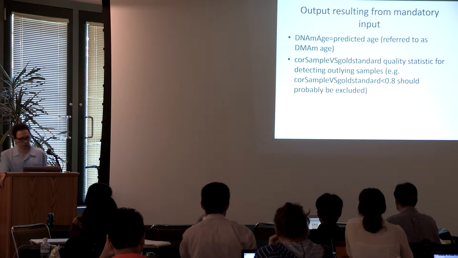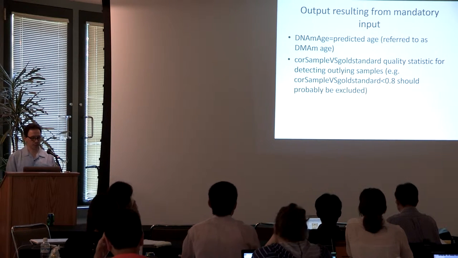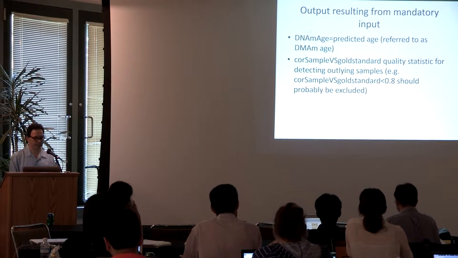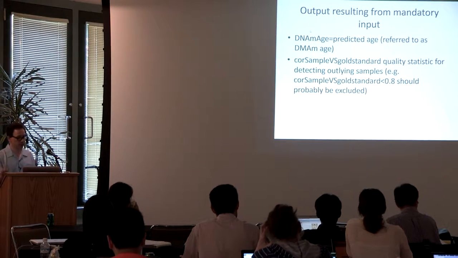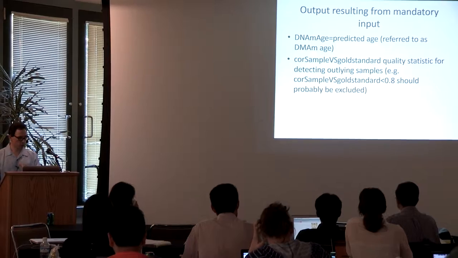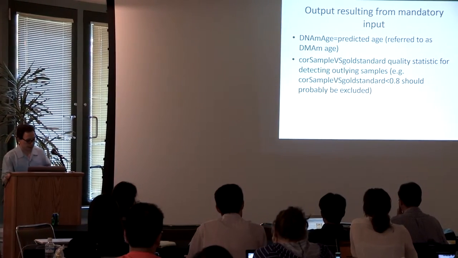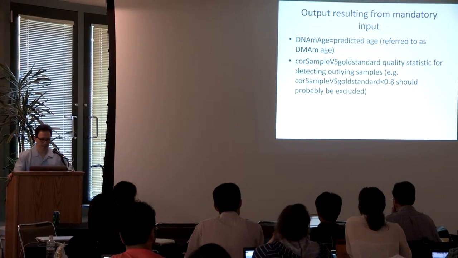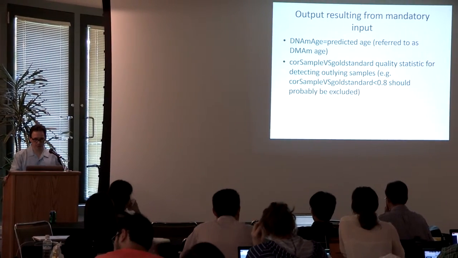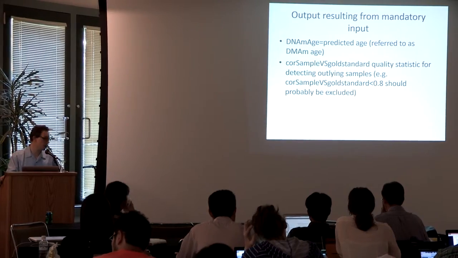Now, the output you will receive is certainly this measure called DNA methylation age. That's really the predicted age. If you just upload your methylation data, you literally get this age estimate. But I also output lots of different things that allow you to assess the quality of the prediction.